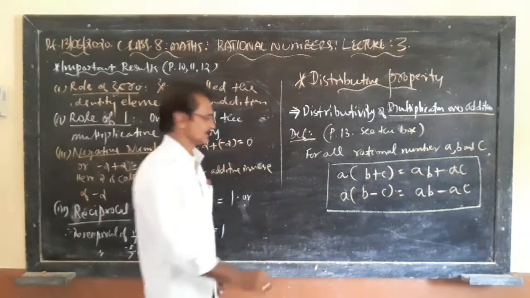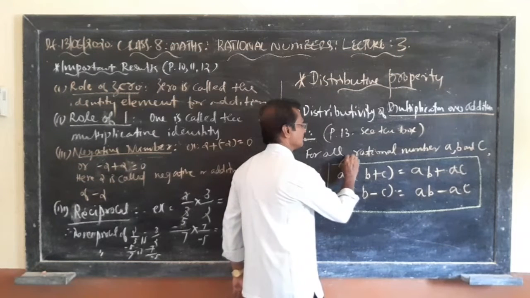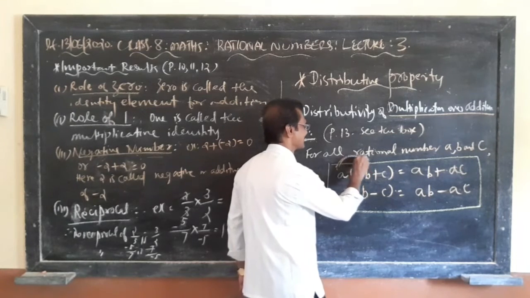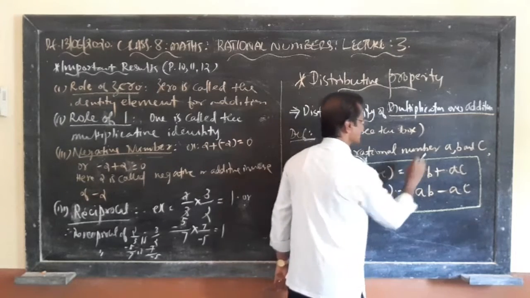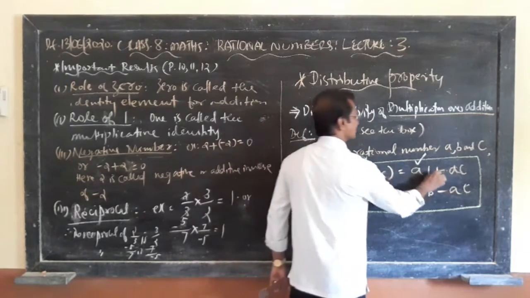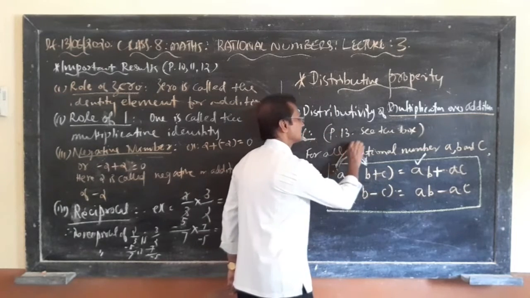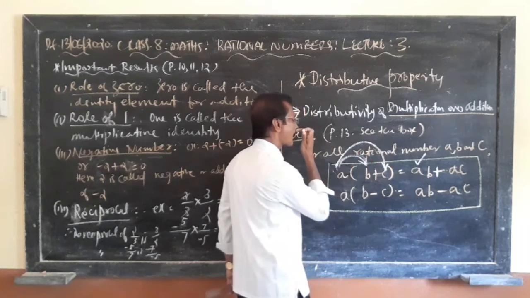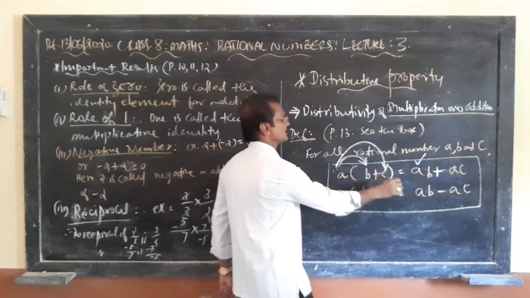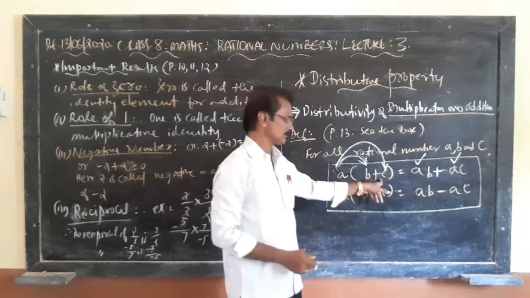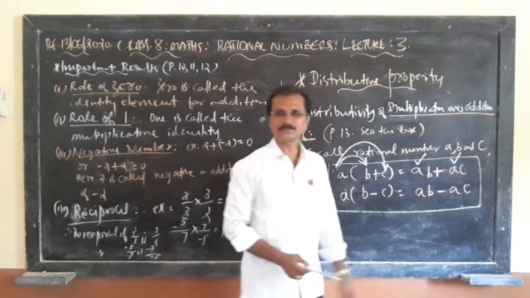What do we call it? A first will go to B. Okay? AB. Look at this arrow mark. A will go here, distributing. AB. Then what will come? Plus sign. Then next, A will go to which place? Moving towards C. That means AC. A into B plus C equal to AB plus AC.